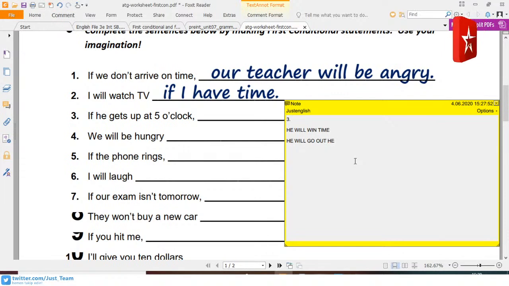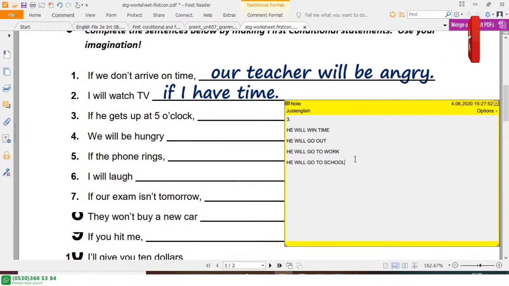Ramazan says he will go to work at 5 a.m. He will go to school at 5. All right, he will go to school. All right, that is your answers.